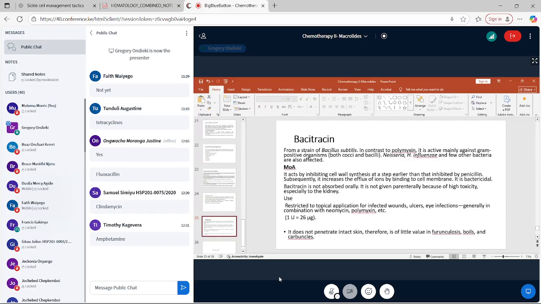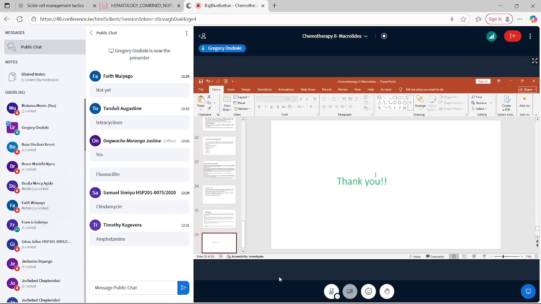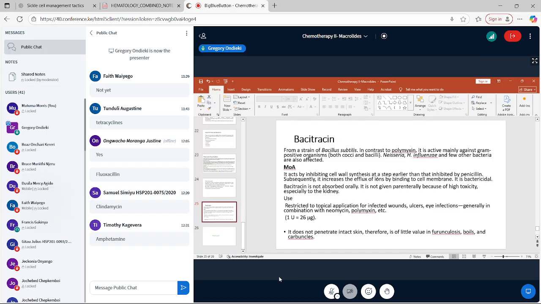Then bacitracin, same, used orally and to manage certain skin conditions, and you don't expect side effects owing to their inability to be absorbed into the body. So these drugs will be found mostly as powders, creams and ointments for use generally on the skin.